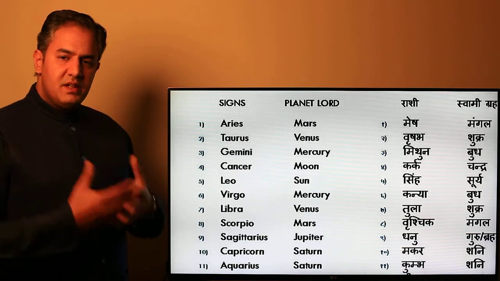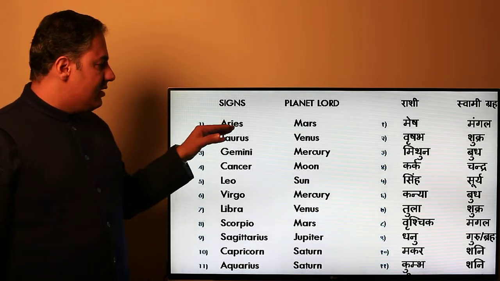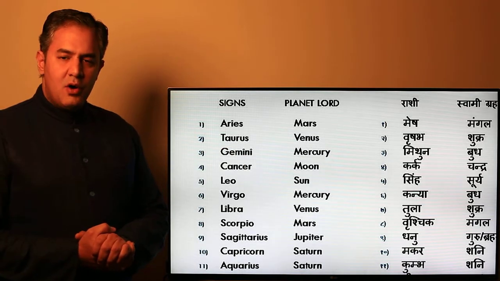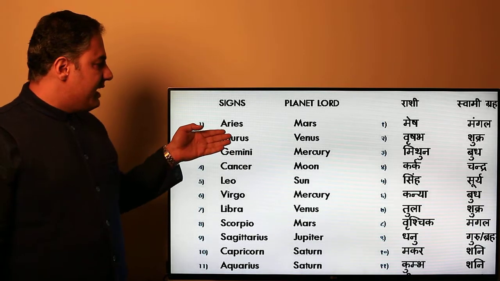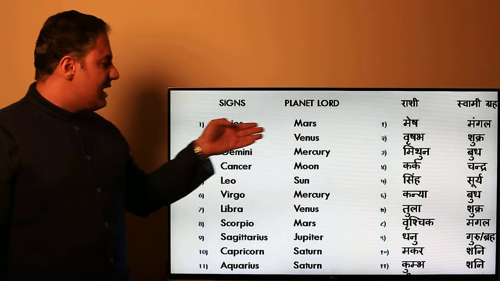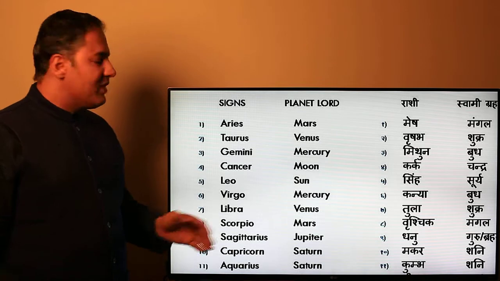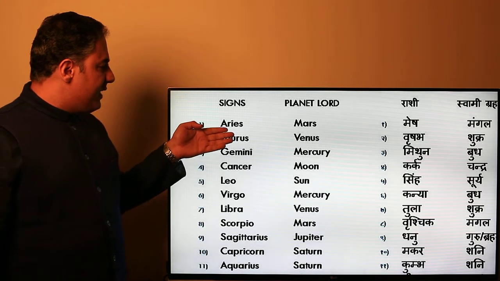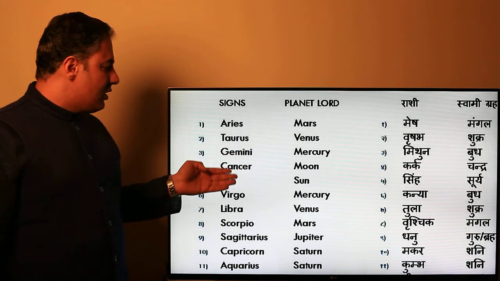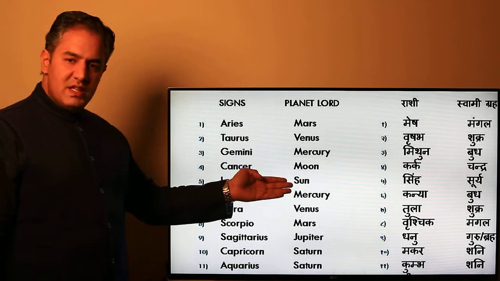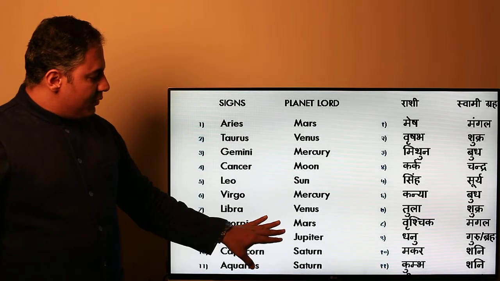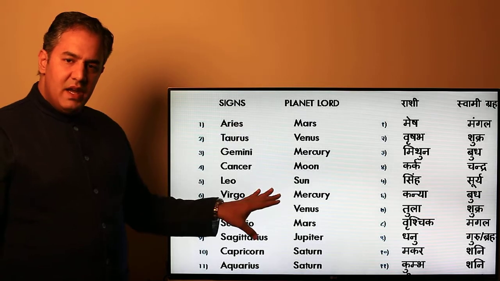When we predict a horoscope, each sign will be associated with its lord, and those characteristics will be analyzed along with the signs. So as you can see, the lord of Aries is Mars, the lord of Taurus is Venus, the lord of Gemini is Mercury, the lord of Cancer is Moon, the lord of Leo is Sun, and so on consecutively.